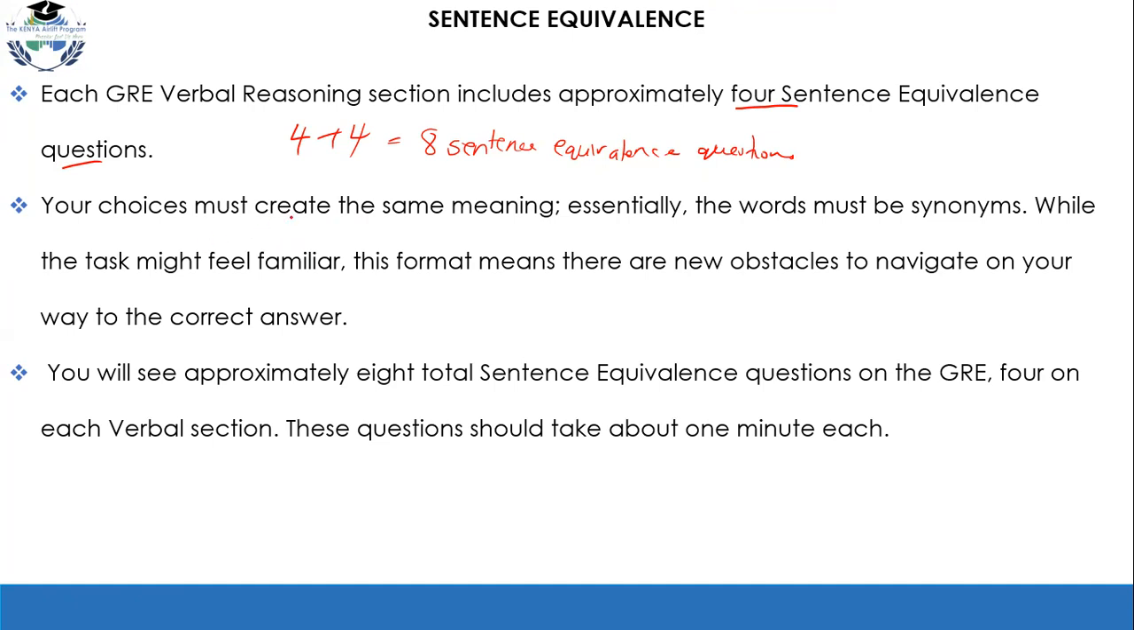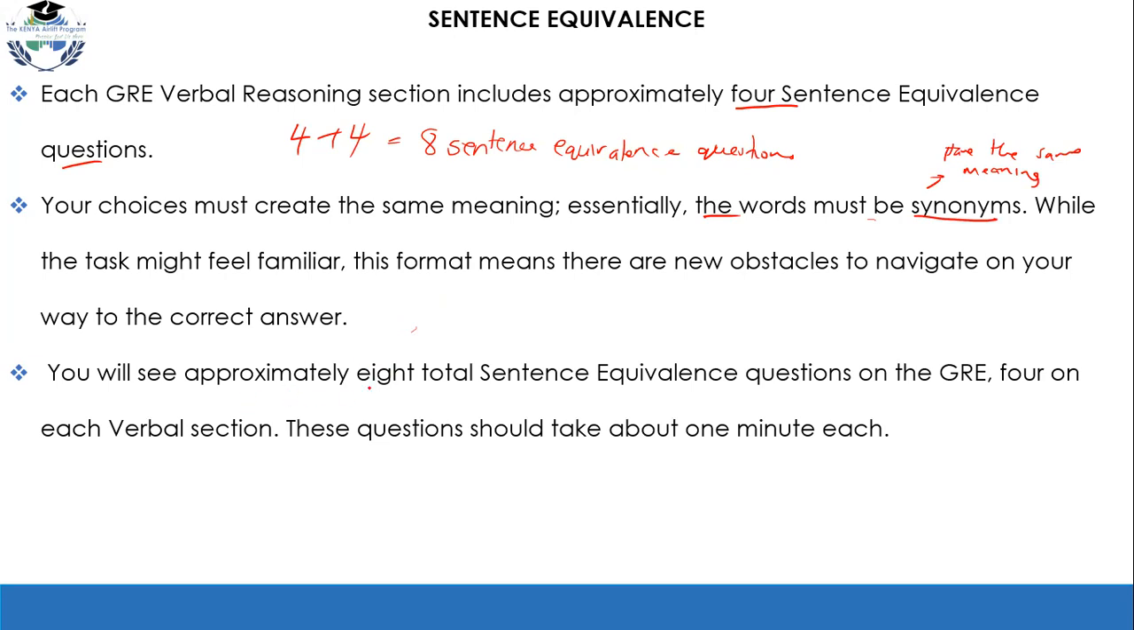Your choices must create the same meaning. Essentially, the words must be synonyms. Most of the time, the words are synonyms, meaning they have the same meaning. While the task might feel familiar, since most of us are used to this format, it doesn't mean there are no obstacles on your way. These are usually really complex words, and it's very rare to find a very simple one. These are GRE level words, so the vocabulary is really important for you to know. You need to know these very hard words.